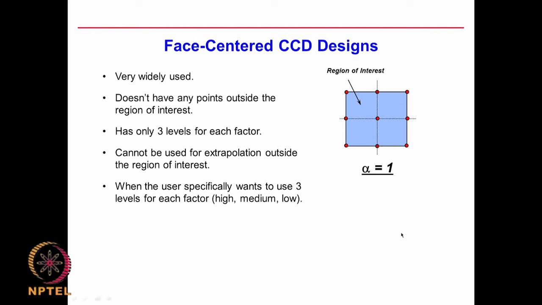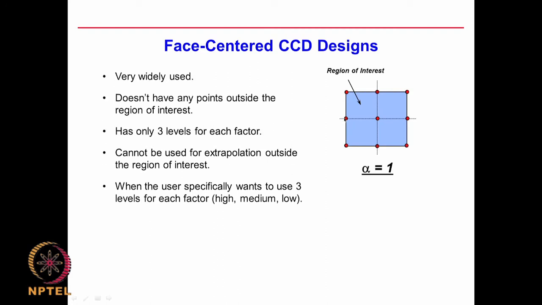okay. So, if you have say 2 parameters, that is like your square, okay. And if you are doing a CCD, the 4 points in the square, that is the 2 raised to the power 2, the center point, and if the star points are at the edges, so these are the 4, okay. These are called the star points. So, when you are doing high, medium, low, okay, medium is your 0, 0, so this is the design.